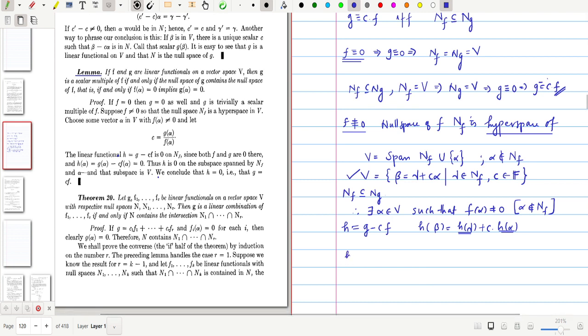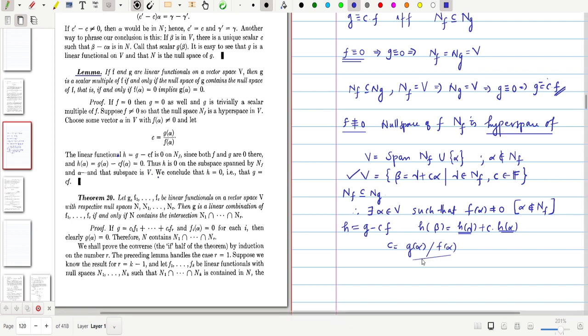For that, first evaluate h of alpha, that is a trivial thing. Before that, we need to define the C. We'll define h as G minus Cf, where C is equal to G of alpha divided by f of alpha. This is defined because f alpha is non-zero. G alpha and f alpha are scalars, so G alpha by f alpha is defined.